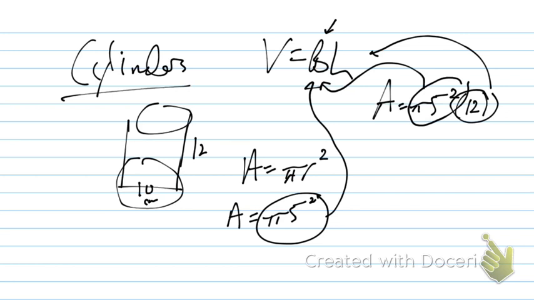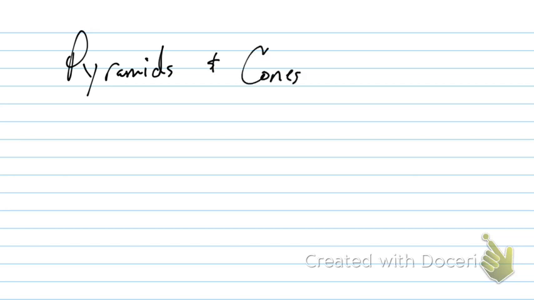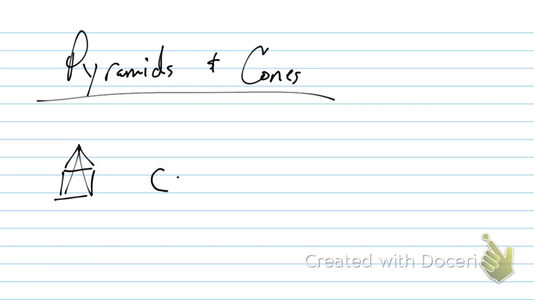All right? Now let's talk about pyramids and cones. And no, we're not talking about Jersey Junction and Egypt, okay? We're talking about the shapes, pyramids and cones. All right? So a pyramid is going to have something like a rectangular base or a triangular base, right? And a cone is going to have a circular base.